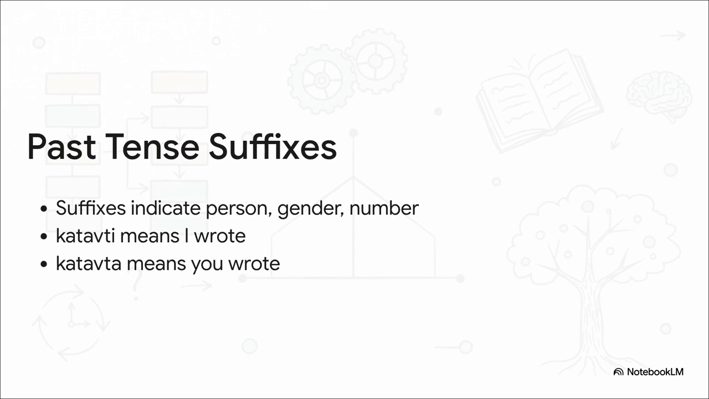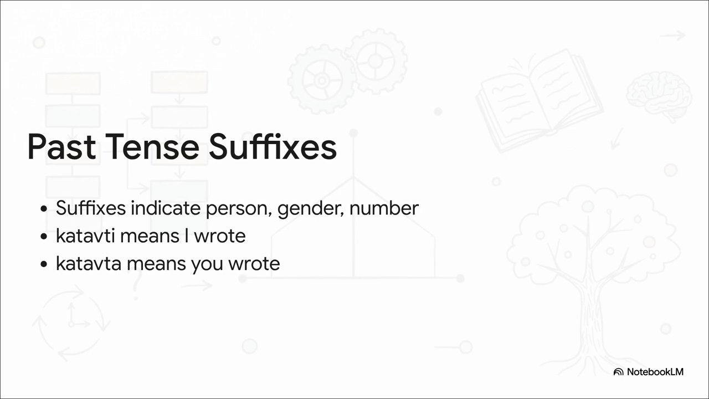To express that an action happened in the past, Hebrew simply takes suffixes and snaps them right onto the end of the shorsh. These suffixes instantly communicate exactly who performed the action by flagging the person, gender, and number. So, for example, if we take our KTB root and snap an I sound onto the end, we get katafti, which means I wrote. Swap that ending out for an A sound and you get katafta, meaning you wrote.